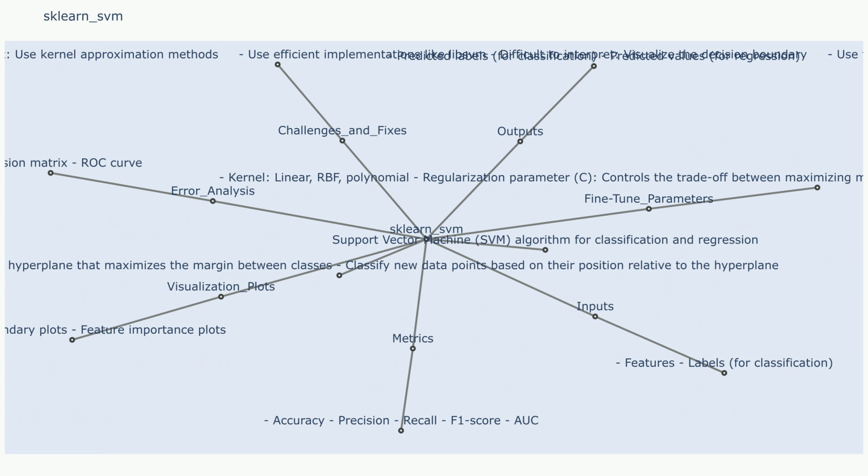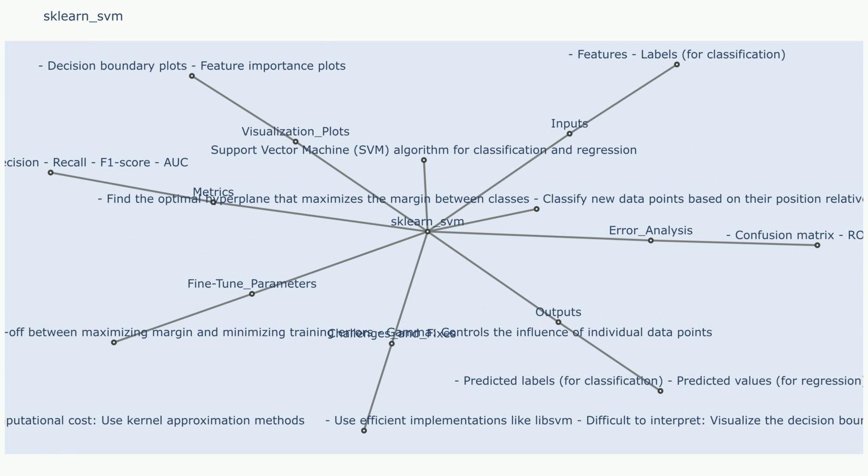Visualization plots. Visualization plot 1. Explain in detail decision boundary plot. This plot shows the hyperplane learned by the SVM model, separating the different classes in the feature space. Visualization plot 2. Explain in detail feature importance plot. This plot visualizes the importance of different features in the SVM model, highlighting the features that contribute most to the decision boundary.